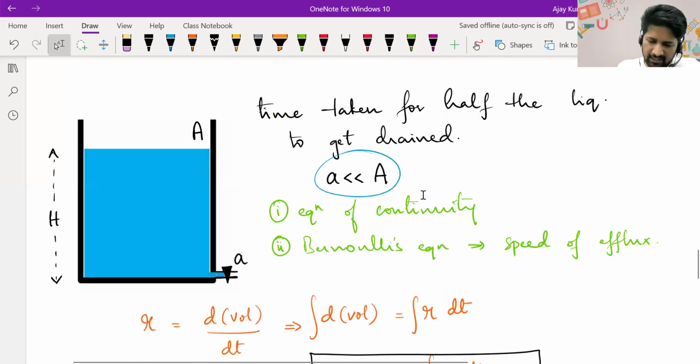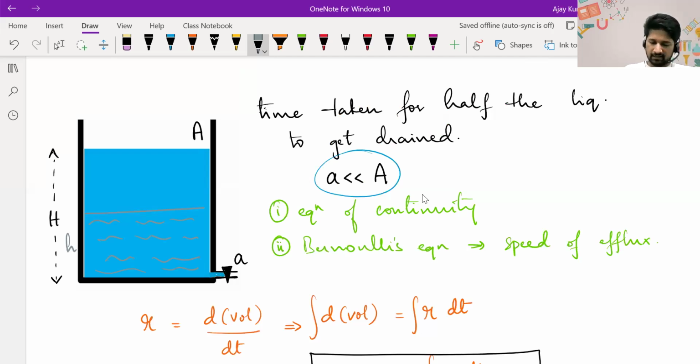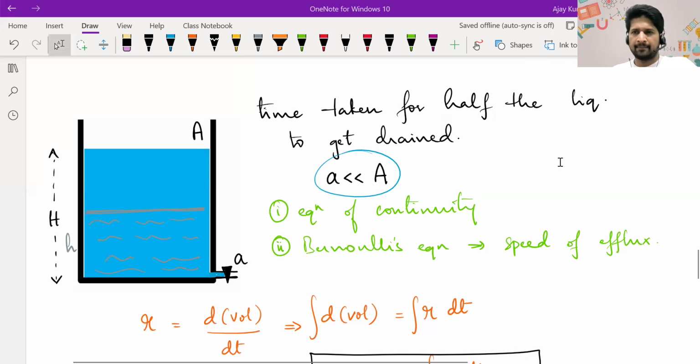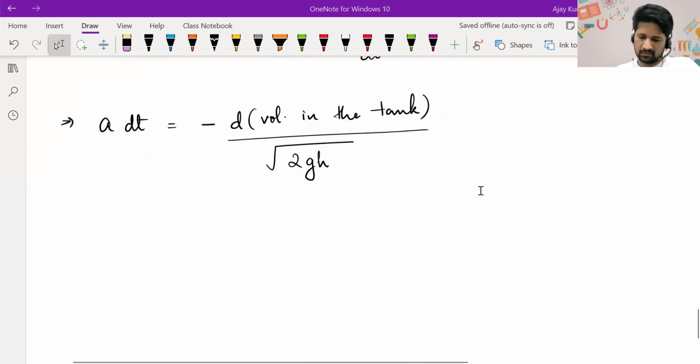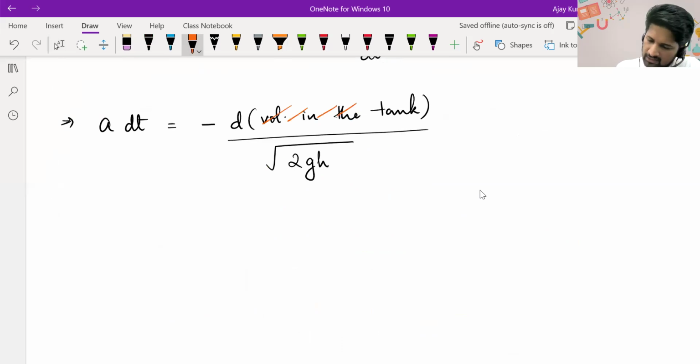So one of you tell me, at a random instant, suppose the liquid is only up to this level. Okay, let's say only this much liquid is left, where the height is small h. How much is the volume left in the tank? If the height is small h, how much is the volume of liquid remaining in the tank? This is quite easy. A into H, sir. Capital A into H, correct. Okay. So volume of liquid left in the tank is capital A multiplied with small h.